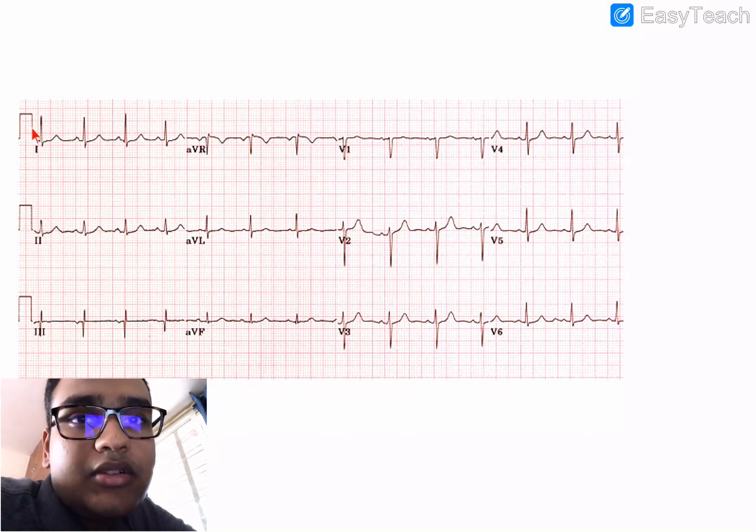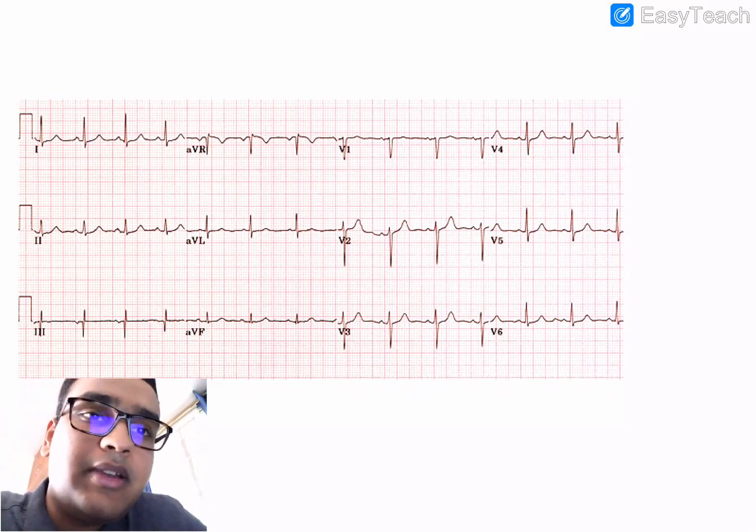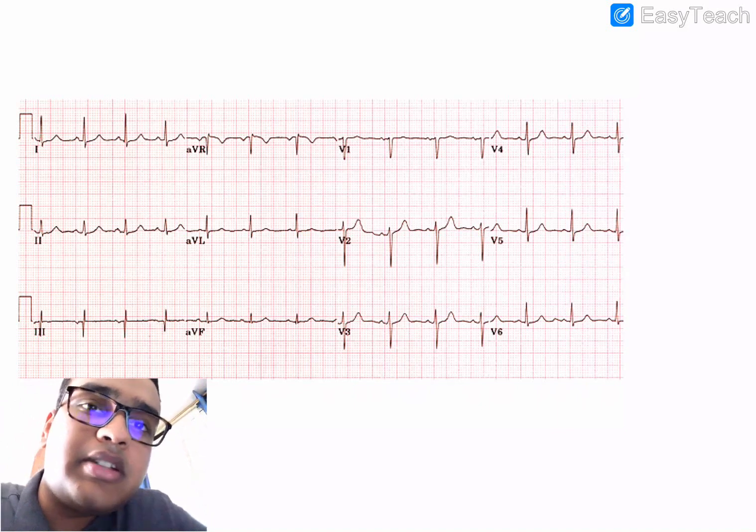So this should represent a height of 2 big squares. If it is exactly 2 big squares, you can see here, this is 1 big square and this is the next big square, so it's 2 big squares. If it is 2 big squares, it indicates that the ECG is calibrated correctly. So before reading an ECG, you always have to look at the calibration.